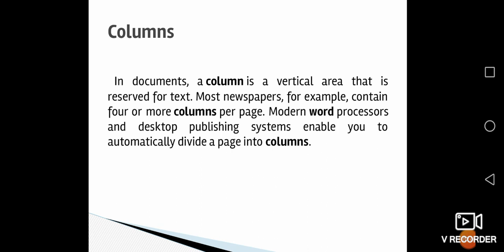Then columns. A column is a vertical area that is reserved for text. Usually in newspapers we can see a minimum of 6 columns on a single page. Nowadays, most modern word processors and desktop publishing systems enable you to automatically divide a page into columns.